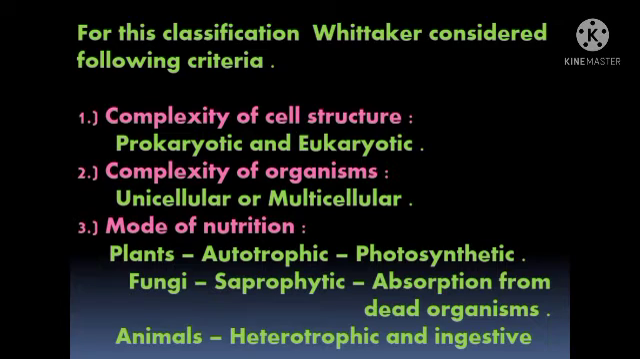What does eukaryotic mean? Eukaryotic is derived again from two terms. The first one, eu, that means true, and karyon, that again means nucleus. So, the eukaryotic cells are those cells that have a well-defined nucleus and other cell organelles in them.